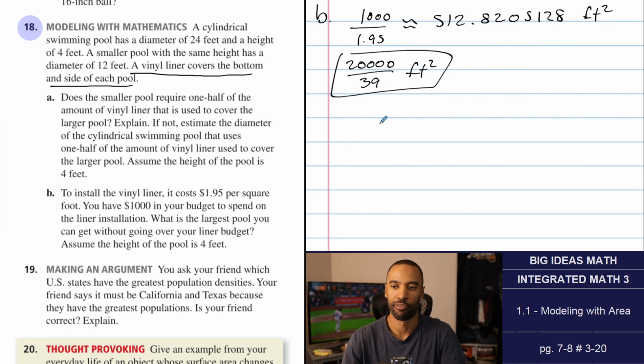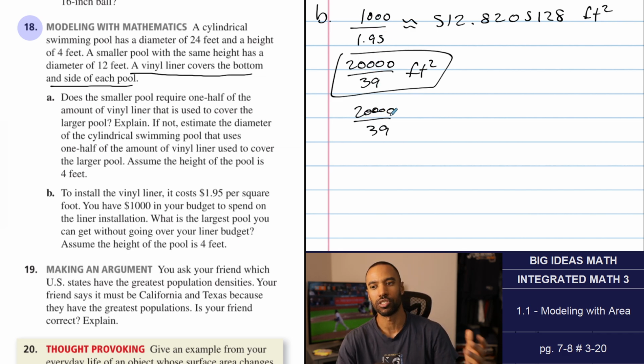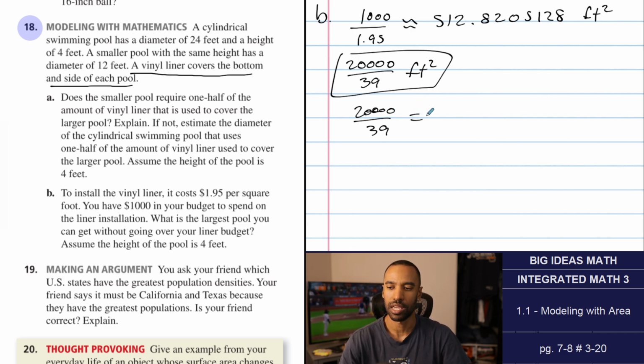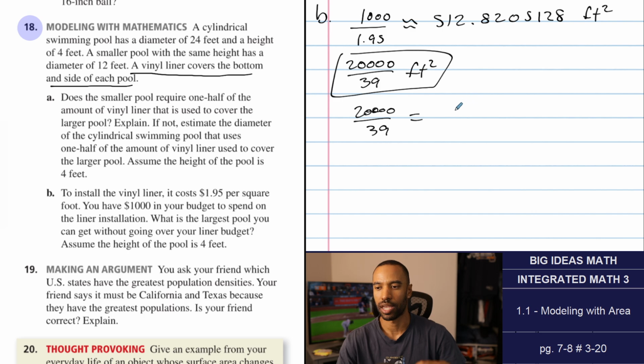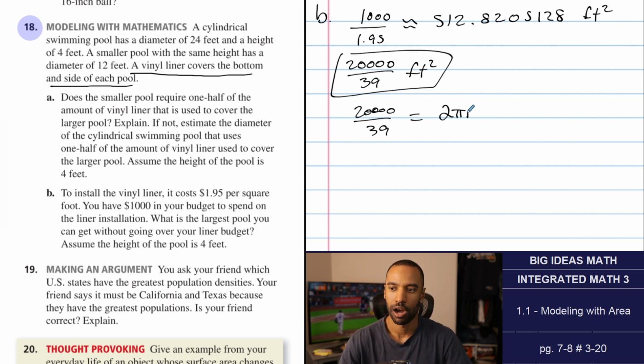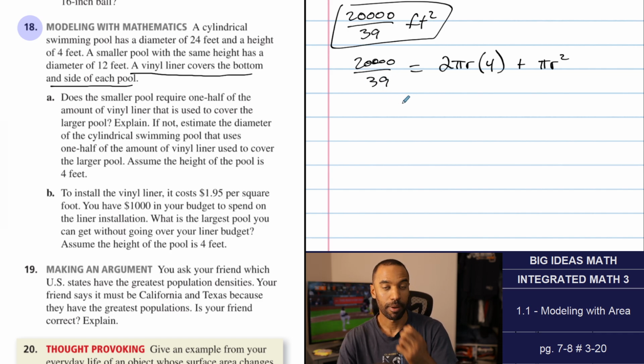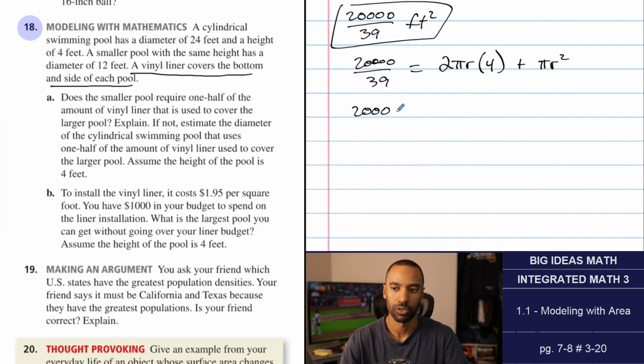So let's do the same things we did before. 20,000 over 39. And listen, I could use this, I just don't want to round early. I let my calculator work this one out. You can also use this, of course. It's still exact. This is the square footage we need. So this is going to equal a lateral area plus the area of the base: 2 pi r times this height plus 1 pi r squared, just one base. Same thing as before, only this time I'm going to be a little more frugal with my calculator usage. So 8 pi r plus pi r squared.